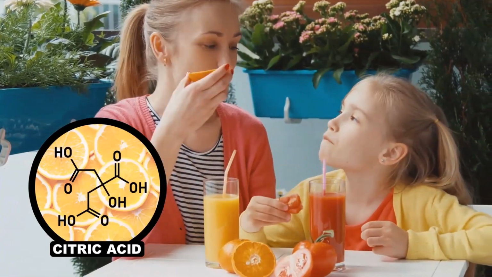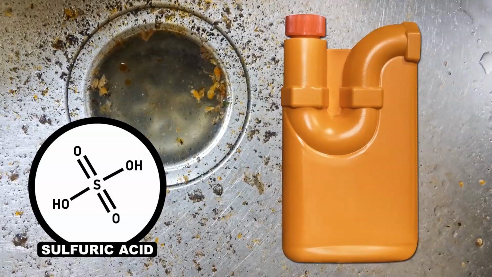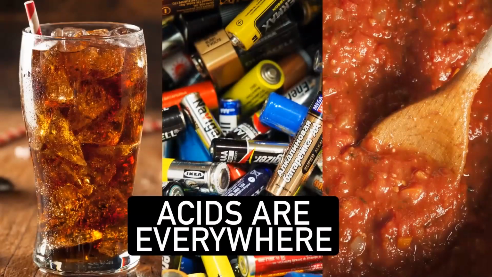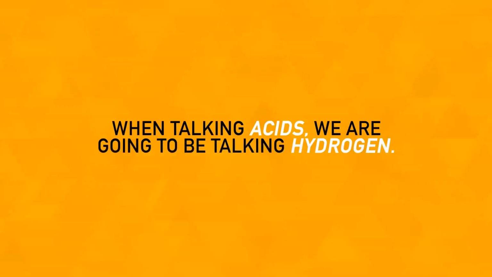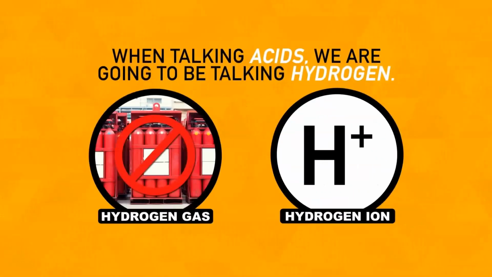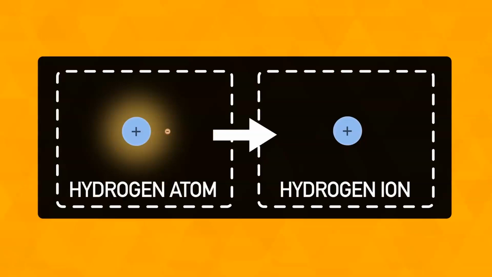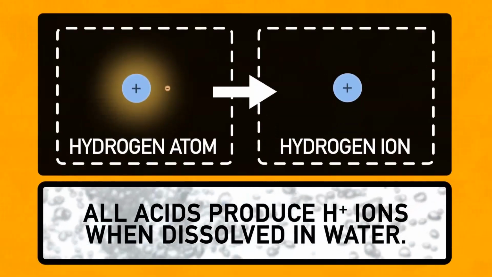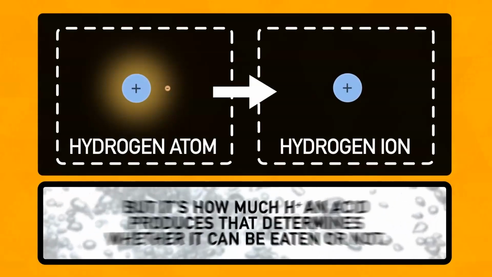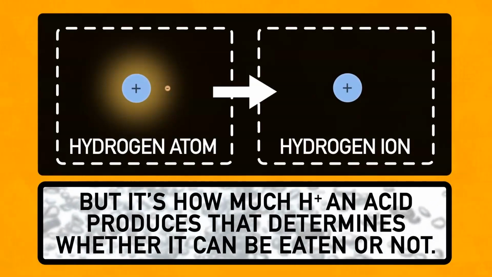From the tangy bite of a piece of fruit to the caustic liquids used to clear a clogged sink, acids are a type of chemical that can be found in many different aspects of our daily lives. But what is it about acids that makes some safe to eat and others dangerous? When talking acids, we're going to be talking hydrogen. Not the gas, but rather the hydrogen ion H+. This is a hydrogen atom that has lost its one and only electron. All acids produce H+ ions when dissolved in water, but it's how much H+ a specific acid can produce in water that will determine whether it can be safely eaten or not.